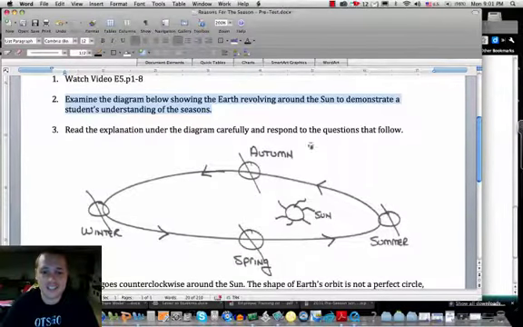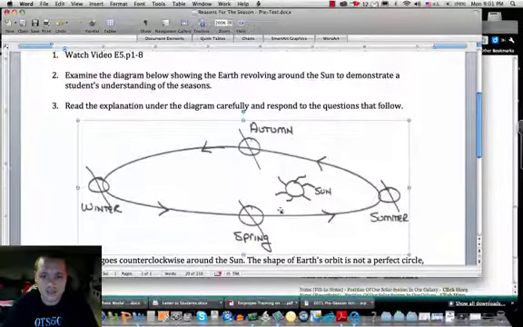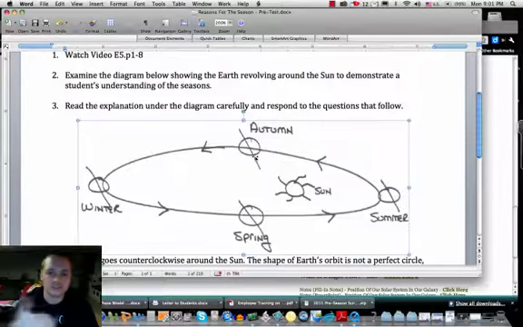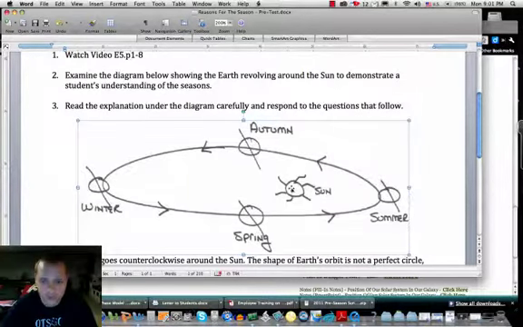So what you're seeing is somebody's diagram right here that was drawn on a test showing the reason for the seasons. So they showed where the sun would be located. They showed how Earth would revolve around the sun. They would show the tilt of the actual Earth and which season the Earth is in depending on its location when it's revolving around the sun.